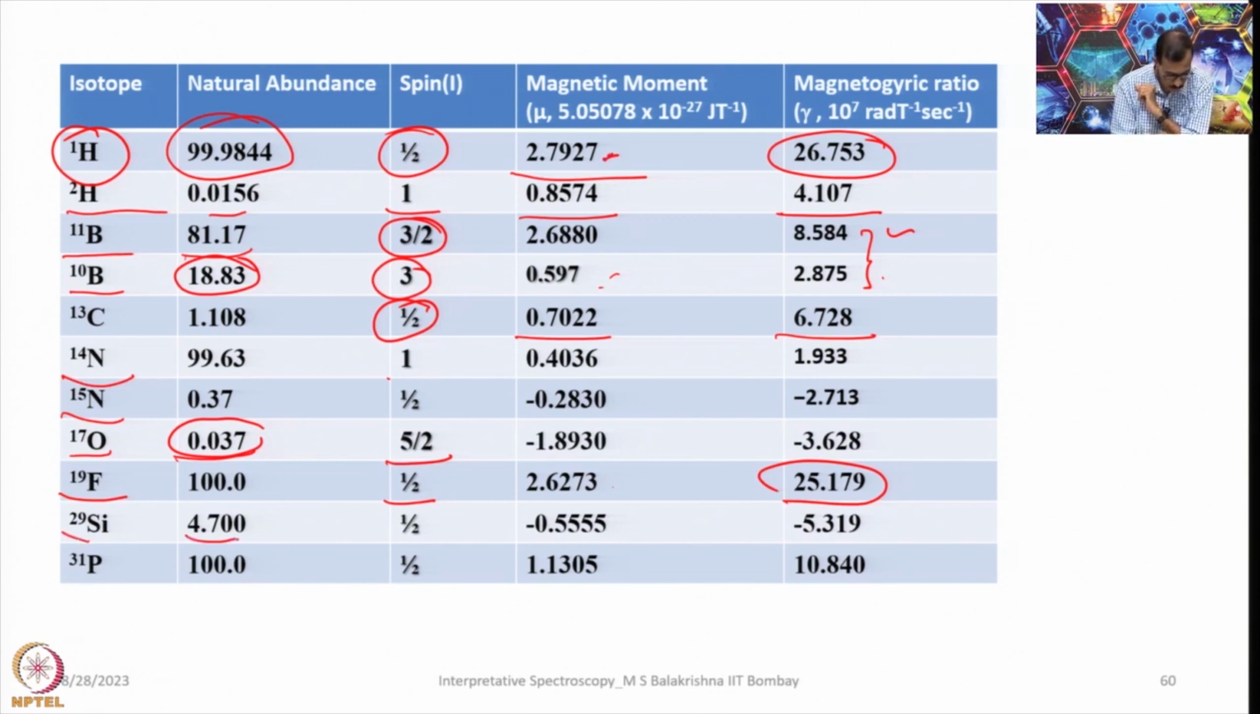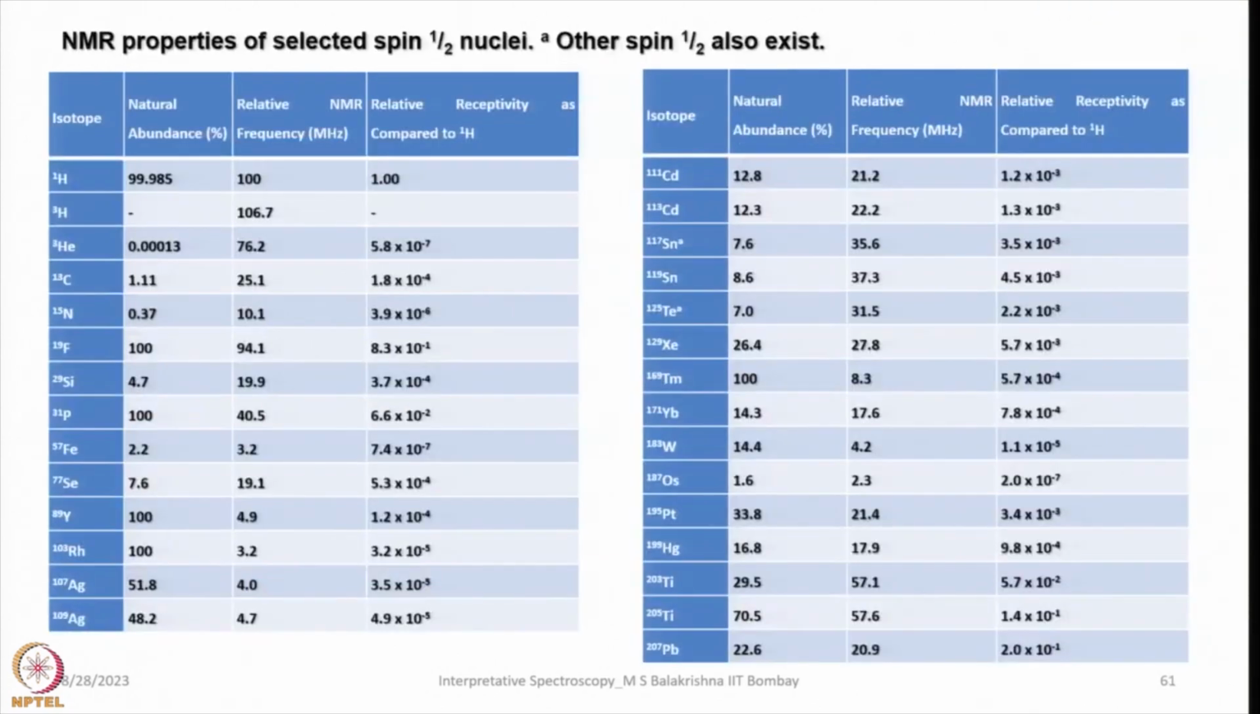And 29 silicon is again only 4.7%, the rest is 28 silicon, and I equals half, and the corresponding magnetogyric ratio is minus 5.319 times 10 raised to 7 radians per Tesla per second. And then the other one is very, very important nucleus as far as inorganic chemistry, organometallic chemistry, and homogeneous catalysis are concerned: 31P. It is also 100% abundant, and I equals half, and understanding and interpretation of 31P NMR spectra is as easy as proton NMR. I will be discussing a lot of examples of different types of phosphorus-containing compounds to make you familiar with the interpretation of spectra of especially phosphorus compounds, and also in combination with other nuclei, where you can come across interaction of phosphorus with either carbon, hydrogen, or even platinum, rhodium, etc. And here the gyromagnetic ratio is 10.840. And of course, the list is quite extensive.